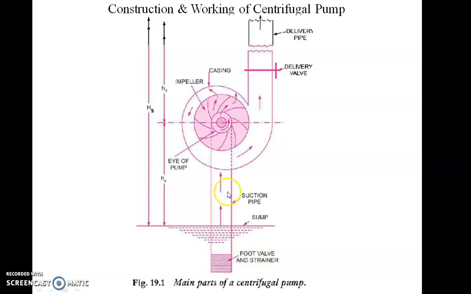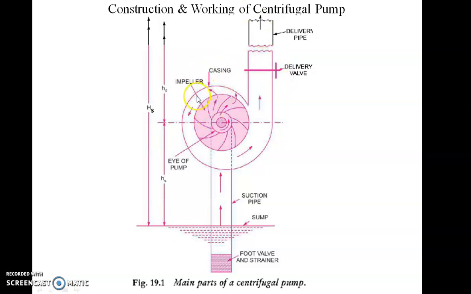After that the water comes to the impeller. This is the impeller, and there is a casing around it. When the water enters the impeller and you are supplying the shaft power to the impeller, the impeller power produces some head, that is nothing but the manometric head to be produced.